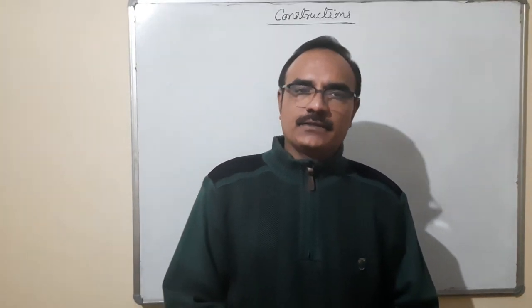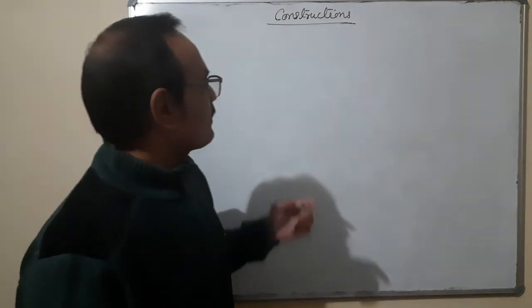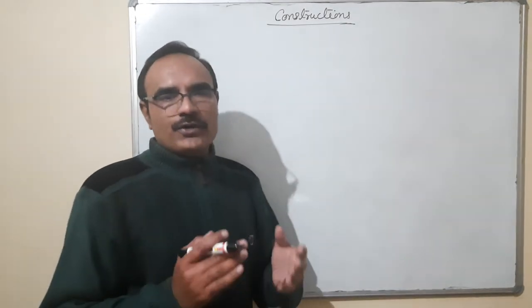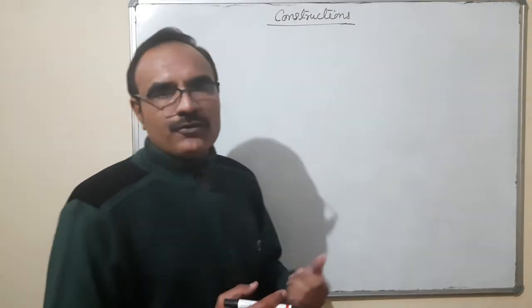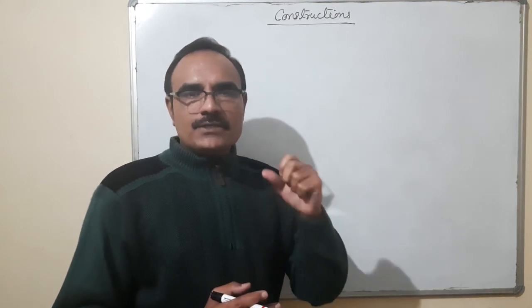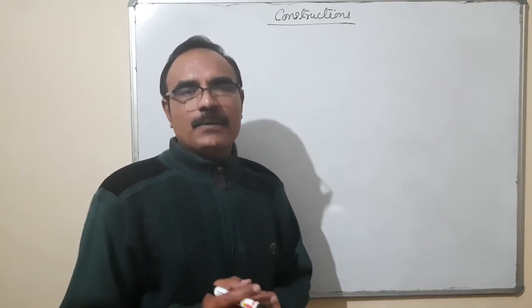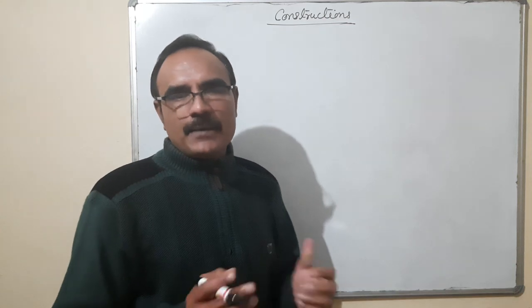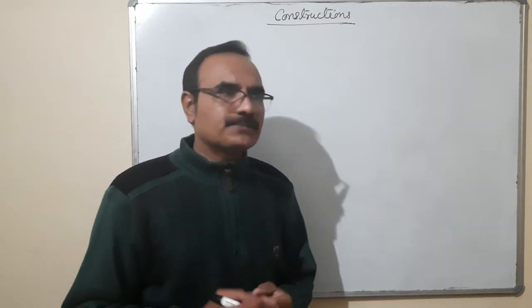Hello, today I am taking the chapter Construction of class 9th. In construction, first let us discuss how to draw the angle bisector, and before that, how to make angles of 60 degree, 45 degree, 90 degree with the help of a pair of compass only. Okay, not by protractor, with the help of a pair of compass.